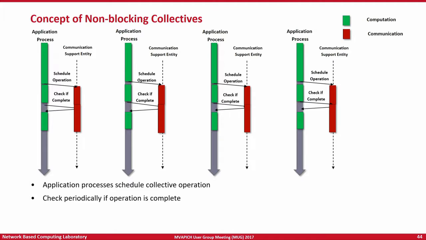So that is why a communication support entity is more essential for collectives than it is for point-to-point. So this is how it is supposed to work in theory, but theory is almost always very different from practice.